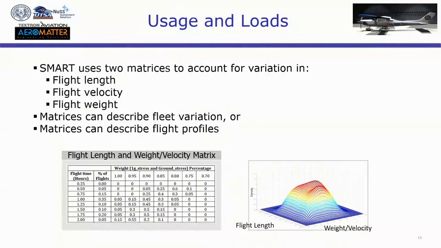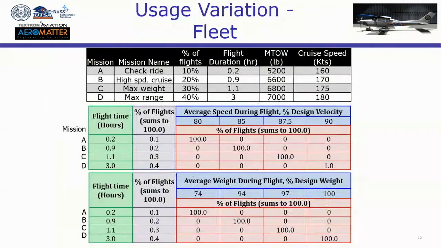As I mentioned, SMART uses two different metrics to account for variations in flight length, flight velocity, and weight. Matrices can be described for fleet variation or to describe flight profiles, as I mentioned. This is a complicated example; I'm going to show you a simpler one on the next slide, okay? But what we have is, in the first column, flight time in hours, going from a quarter hour to 2 hours. What percentage of the flight do I spend at these different times? And then here we have velocities in VNO, or a weight, based on the 1G stress, and then all these combinations. But let me show you a simpler example because this one is a little more complicated.